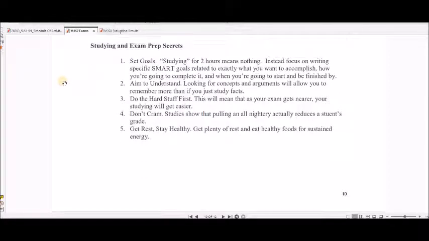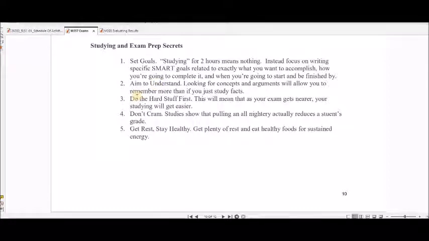Okay, there are some secrets to studying for exams. Studying for 2 hours means nothing. You can study for 2 hours and get nothing done, and you can study for 15 minutes and have the most meaningful 15 minutes. It's not how long you study, it's how you study, okay? And studying is something that we've talked about. Aim to understand. Look for the concepts and arguments, look at what the instructor is trying to get you to do, and don't be hard-headed about it. He's going to be grading you. What's the instructor trying to get you to do?